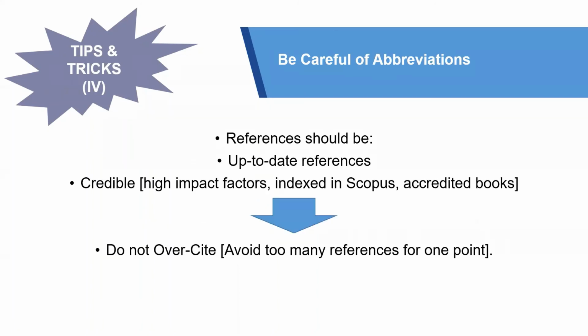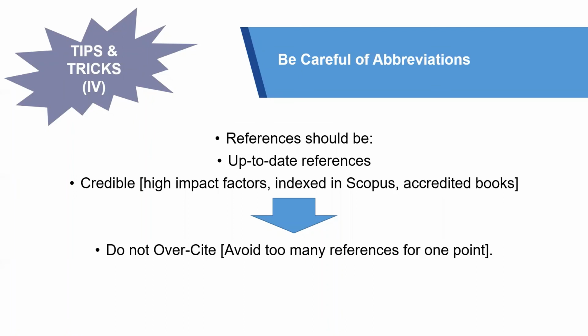And references are a very crucial step. References should be, as mentioned, up-to-date, and they also should be credible references. So if you have a certain scientific claim and it has multiple references, use only one. One is enough, and use the one with the most credibility, a higher impact factor, whose journal is indexed in Scopus, or which is in accredited books and others. So always use the more credible references.